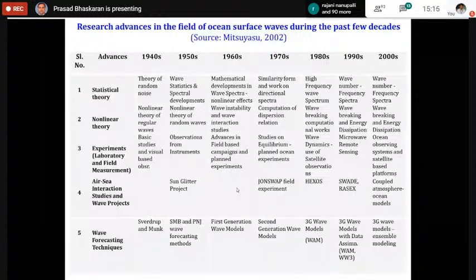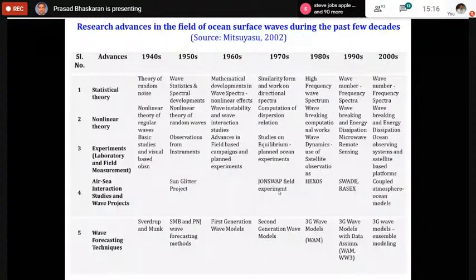Now, the evolution of the wave spectrum is a nonlinear process. I'll be talking about that after some time, how the wave spectrum dynamically changes with time. One of the popular experiments was called the JONSWAP. This was done in the year 1973. JONSWAP stands for the Joint North Sea Wave Project.